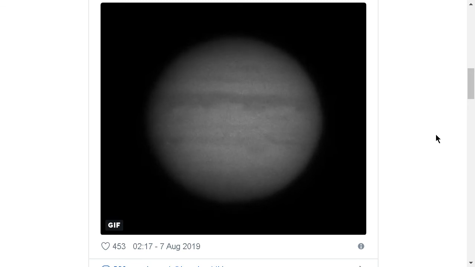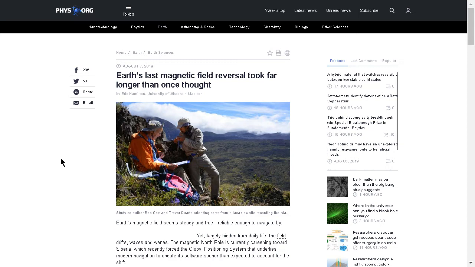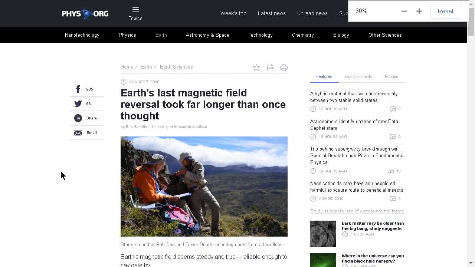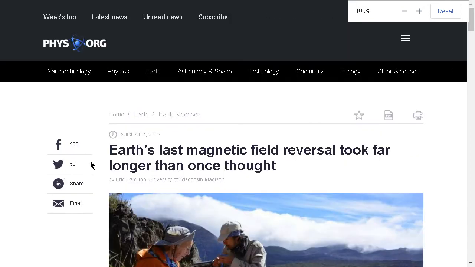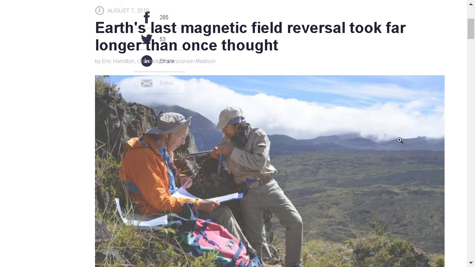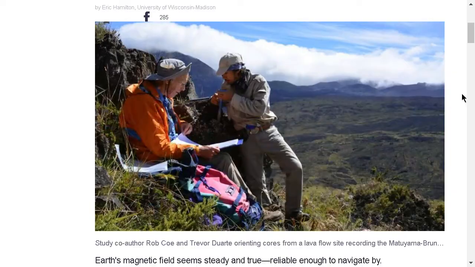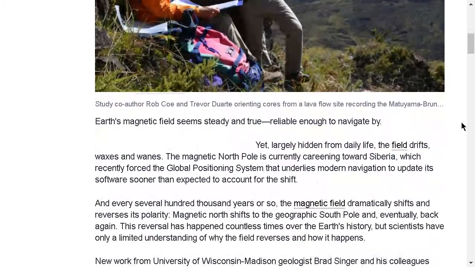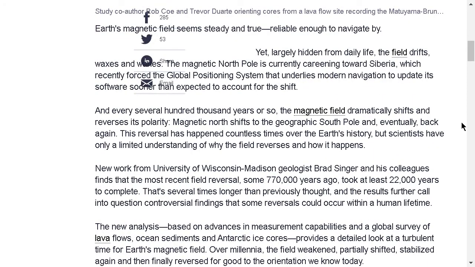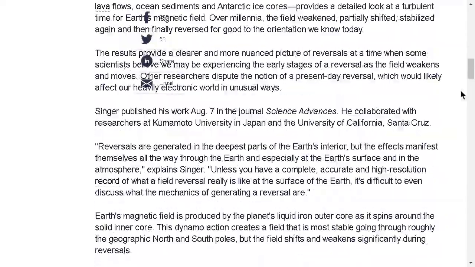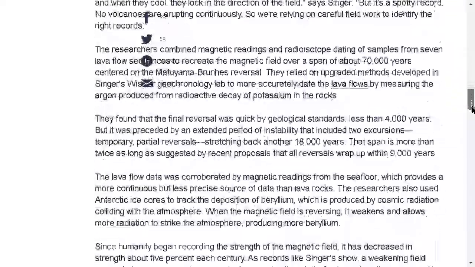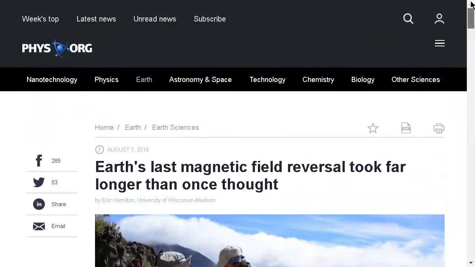Anyway, there's that event on Jupiter. Should be all over the news today. All your space nerds should be talking about it. Check out this phys.org article. This should have some YouTube channels freaking out and running for cover. Earth's last magnetic field reversal took far longer than once thought. How long? 22,000 years. We'll leave links to this article also regarding magnetic reversals.